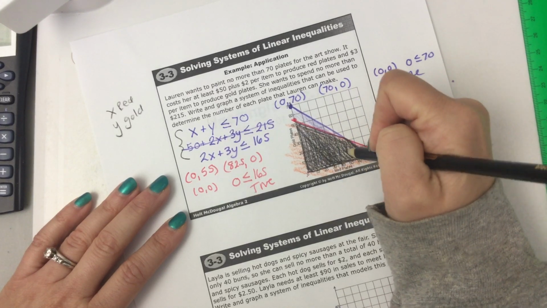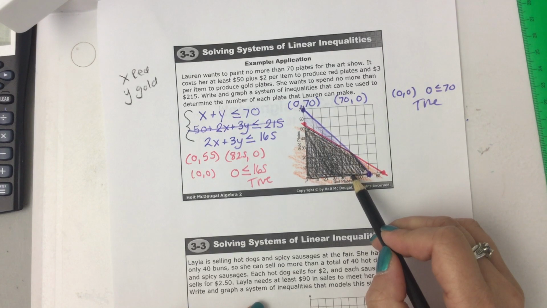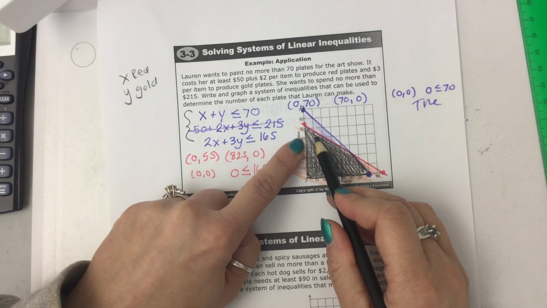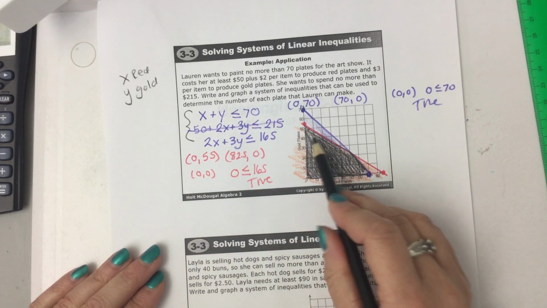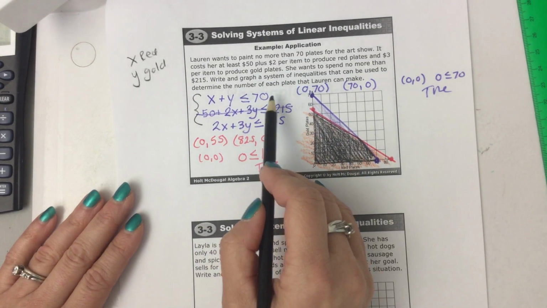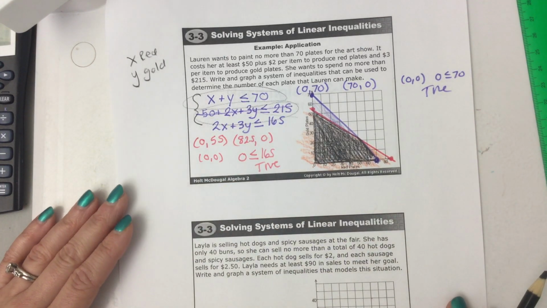You just want to make sure that it falls within here. So she could do 50 red plates and no gold plates. She could do 50 red plates and 10. She could do 10 red plates and 40 gold plates. As long as the ordered pair falls within this solution region, it would ensure that Lauren is making 70 or less plates and spending $215 or less dollars.